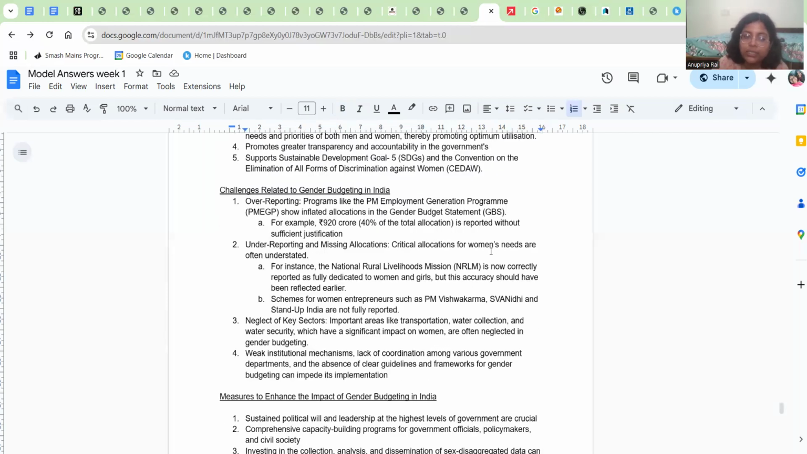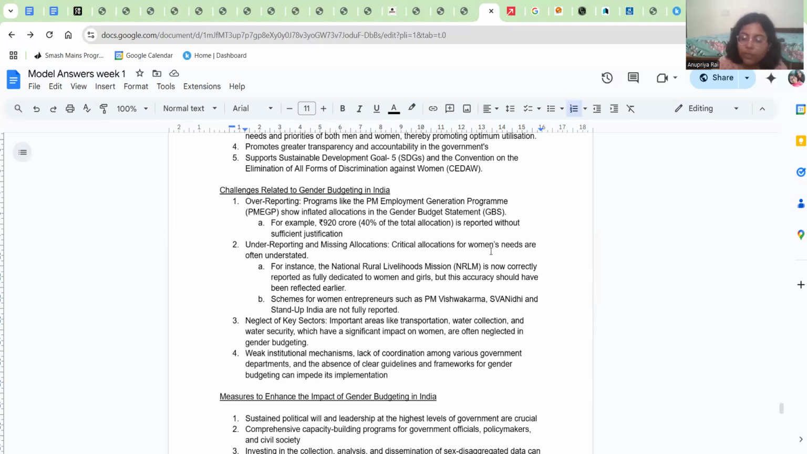And challenges related to gender budgeting. Challenges you will always find in any scheme are over reporting, under reporting, neglect of key sectors and weak institutions. You just have to write this in gender budgeting also, but have some examples. For example, the Prime Minister Employment Generation Programme example you can give, that sometimes just for populist measures it shows inflated figures, which is not quite the case. And then underreporting, like some of the crucial sectors where money is spent on women development, women-led development and pro-women schemes, it is not included. Then you can give examples like Stand Up India scheme, Vishwakarma scheme, Swanidhi. It is not properly documented. Then third is neglect of key sectors. And then weak institutional mechanisms, lack of coordination among various government departments, and the absence of clear guidelines and frameworks of gender budgeting.